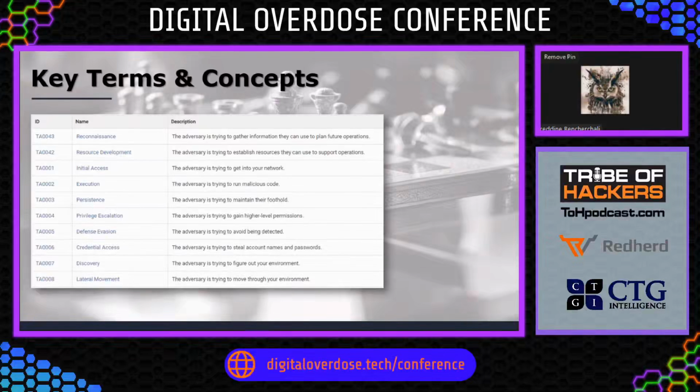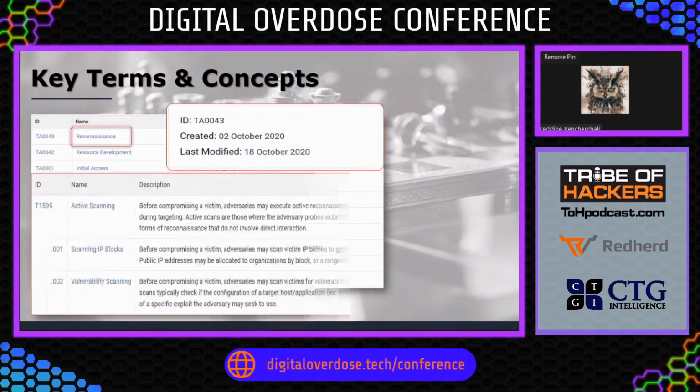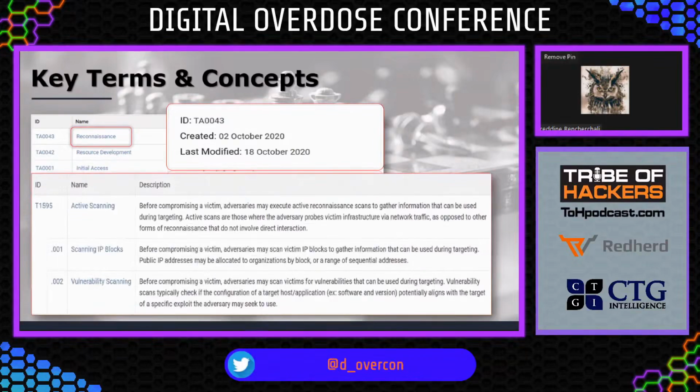So what are tactics in practice? Tactics are just the ideas or the steps taken by attackers during an attack. So we have, for example, reconnaissance, resource development, initial access, etc. If we take the reconnaissance example and we click on it on the website, we get an ID and when it was created. But what is interesting is we get the techniques related to this tactic.